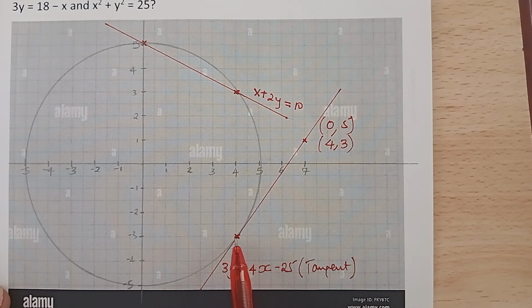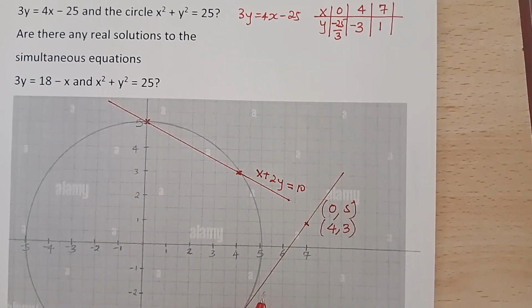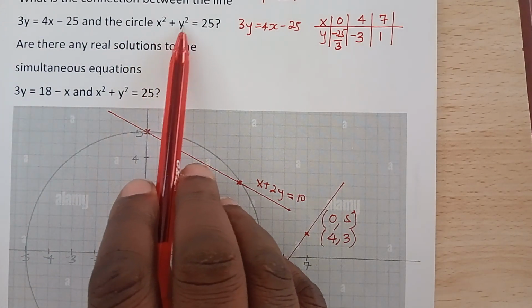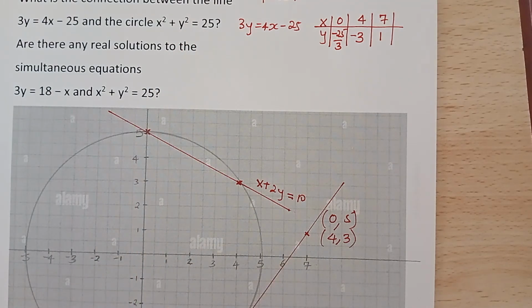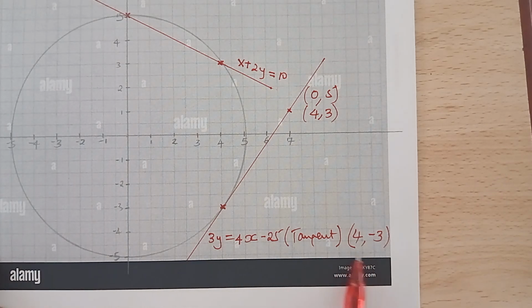The value of x is 4 and the value of y is -3. That is the solution. The connection is that the line itself, 3y is equal to 4x minus 25, is a tangent to the circle x squared plus y squared is equal to 25. And that proves that we do not have two sets of solutions because there is only one point of intersection.